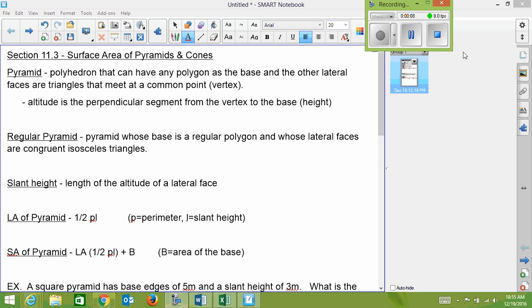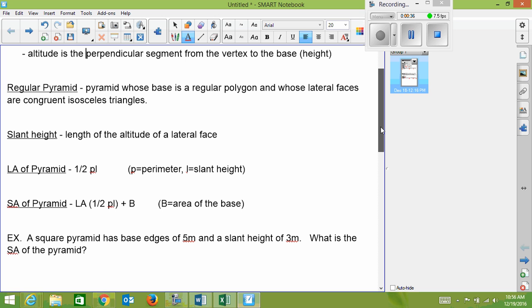A pyramid is a polyhedron that can have any polygon as the base, and the other lateral faces are triangles that meet at a common point called a vertex. The altitude of a pyramid is a perpendicular segment that goes from the vertex to the base. It's also called the height. A regular pyramid is a pyramid whose base is a regular polygon and whose lateral faces are congruent isosceles triangles.